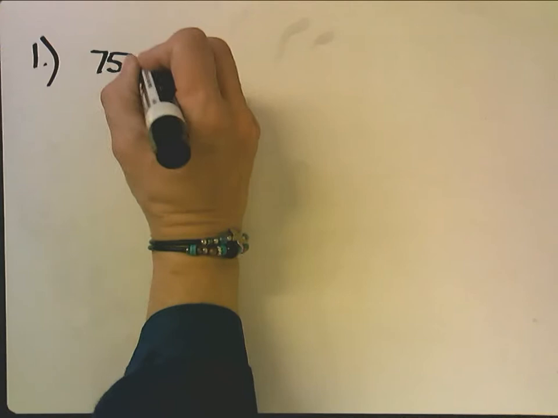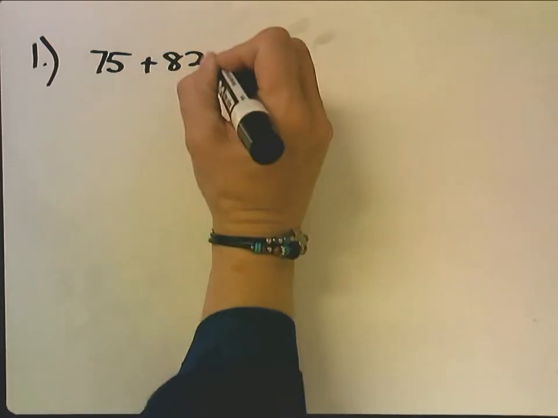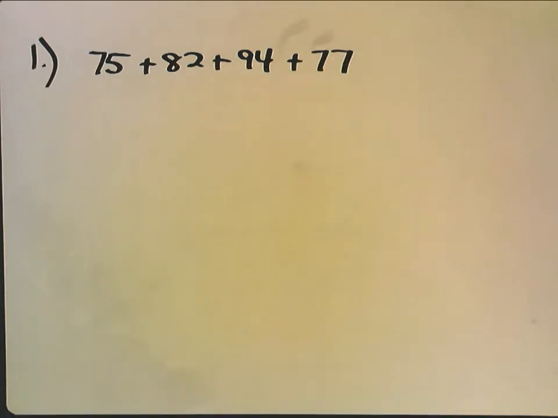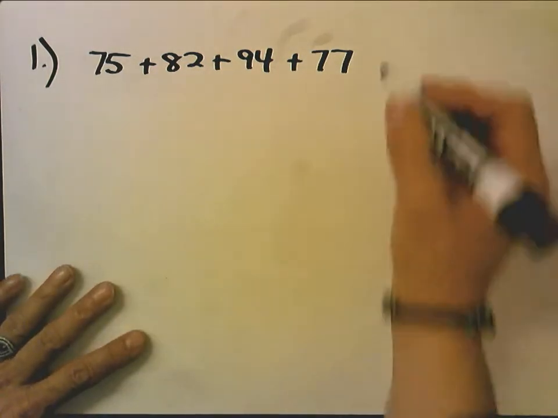This says Sarah had scores of 75, 82, 94, and 77 on her first 4 science tests. What score must she get on the next test to have an average of at least 85?